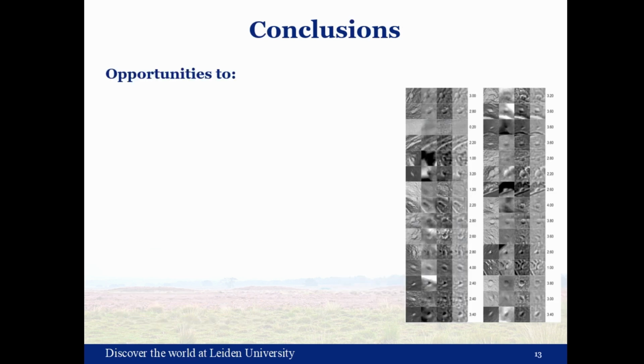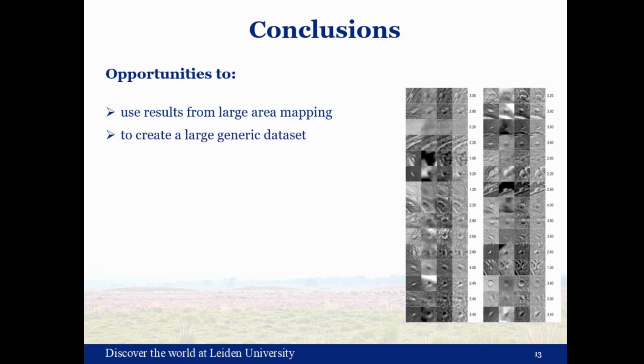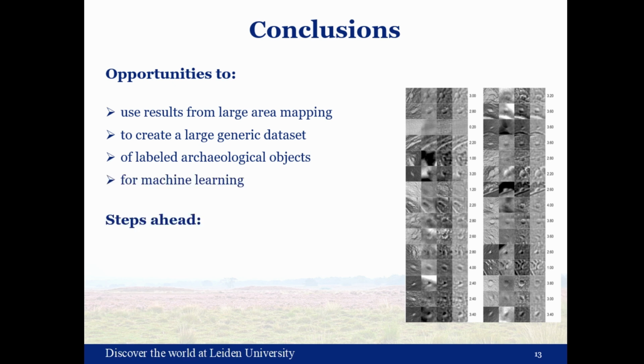So to conclude, doing this work gives us the opportunity to use the results from my large area mapping efforts to create a large generic data set of labeled archaeological objects for machine learning purposes. Now the steps ahead will be to continue tagging, and it would be nice to have some help there. We want to expand it to more classes of objects like burial mounds, etc. And then to consolidate the data set and distribute it.